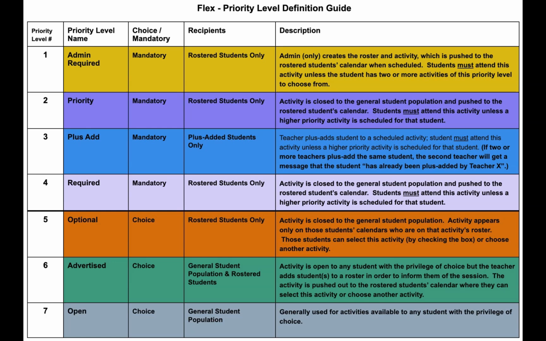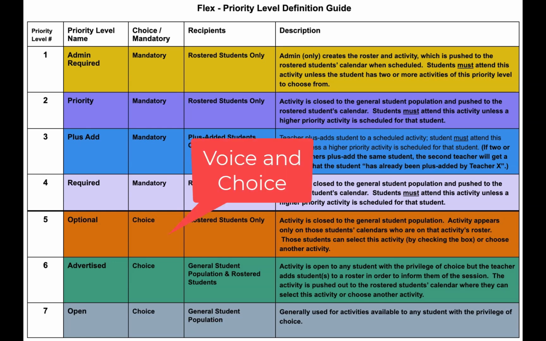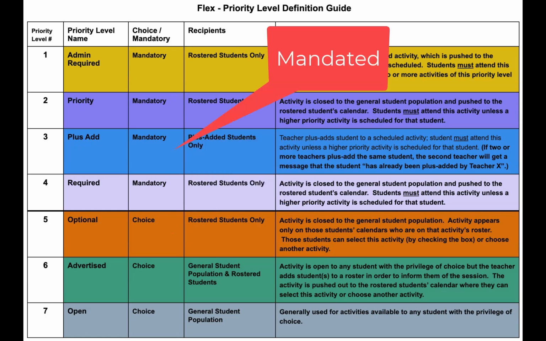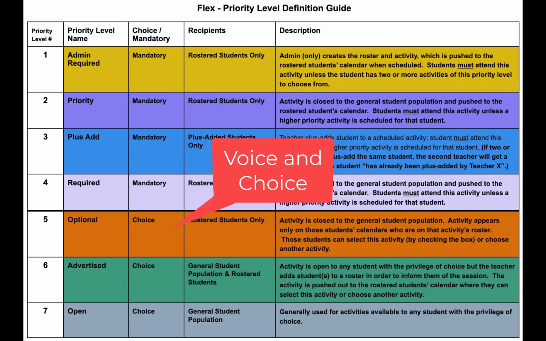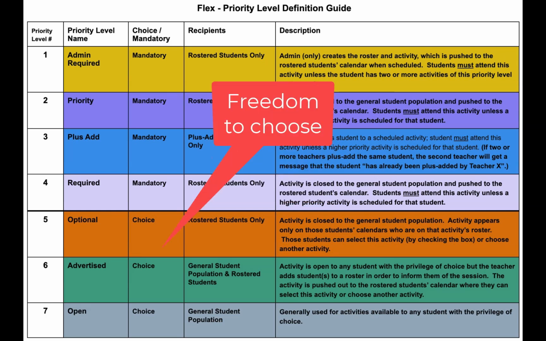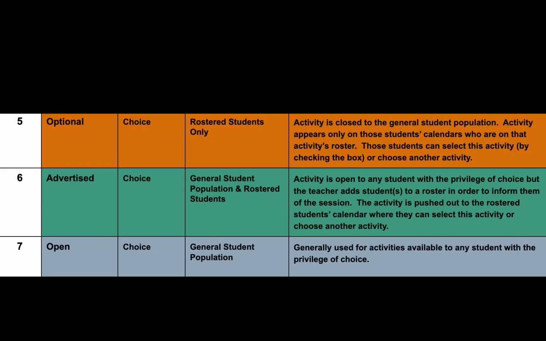So this is the digital sheet that I was referring to with the 7 different levels. Flex has 2 categories, voice and choice and mandated activities. The bottom 3, which I'll be referring to as level or numbers 5, 6, and 7, are voice and choice. Students have the freedom to choose these activities. Let's take a deep dive into each of these voice and choice priority levels.